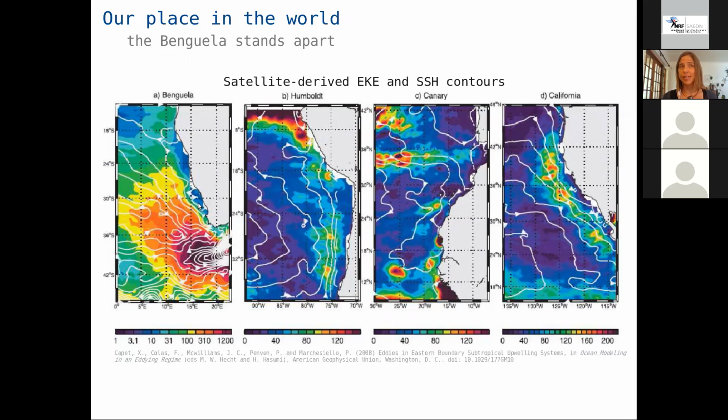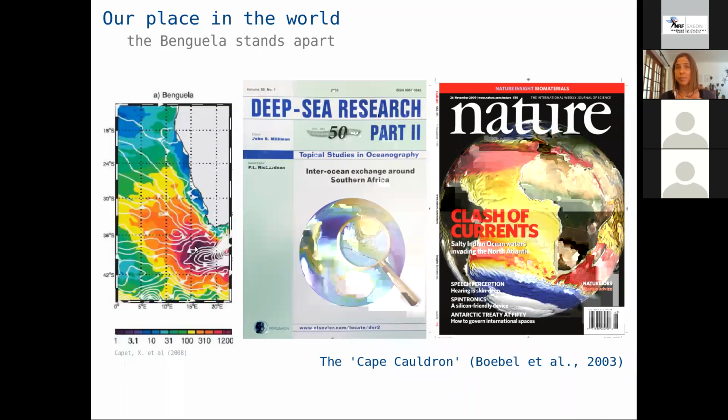And a much lower turbulence or much more quiescent region on the shelf. This is quite different from the 4 other systems. And what is particularly striking is that the Benguela system is the only one that is plotted on a log scale, which means that the high values in the Benguela system are an order of magnitude higher than the high values in the other systems. And this happens to be quite a big deal for the Benguela system. So it's been on the cover of a number of international journals. And it has come to be known as the Cape Cauldron because it is so turbulent.